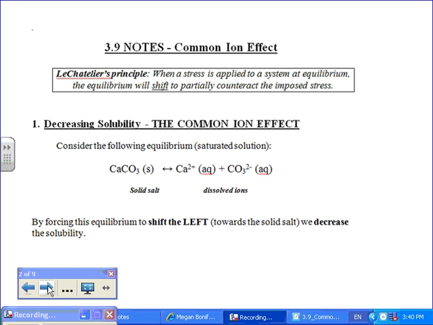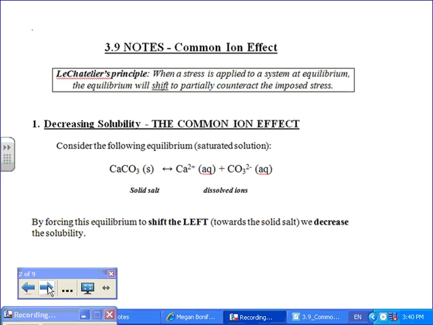So it's actually pretty straightforward. We already know Le Chatelier's principle tells us that when a stress is applied to a system at equilibrium, the equilibrium will shift in order to counteract that stress. The same thing is true. This is just another type of equilibrium when we have a saturated solution. It's just like any old equilibrium.